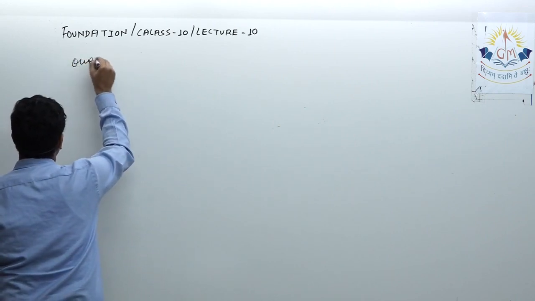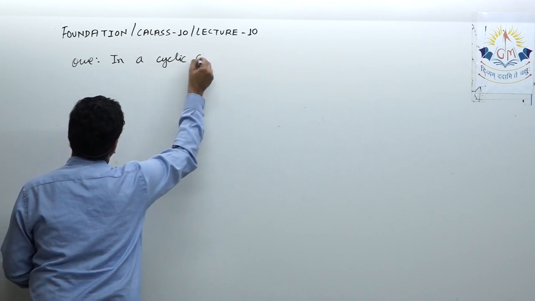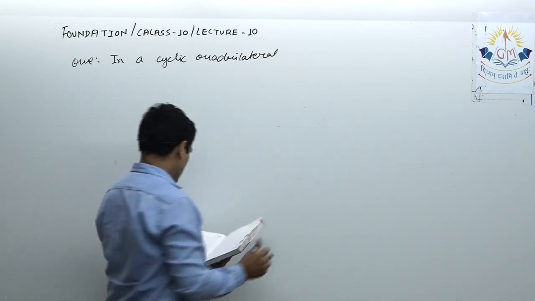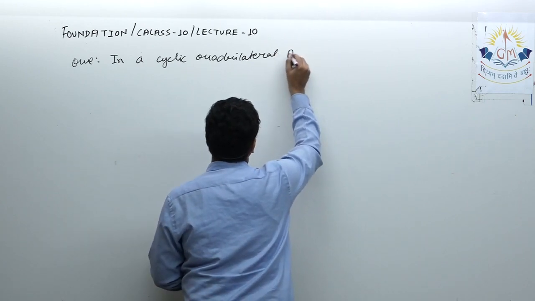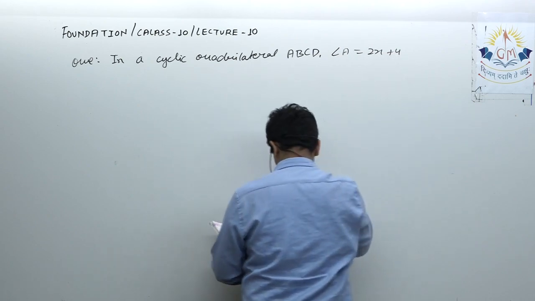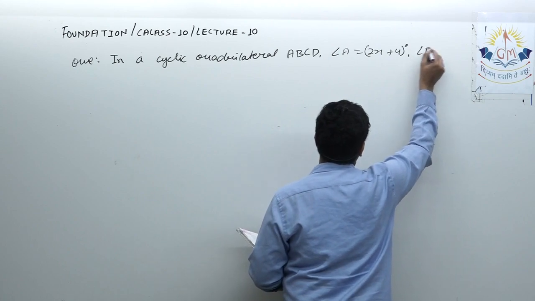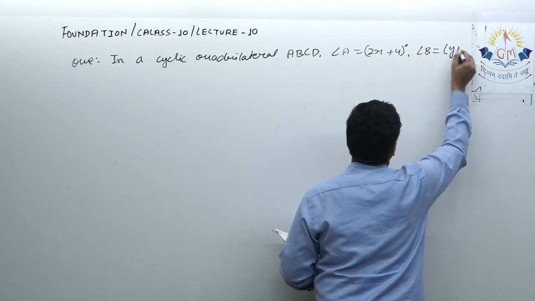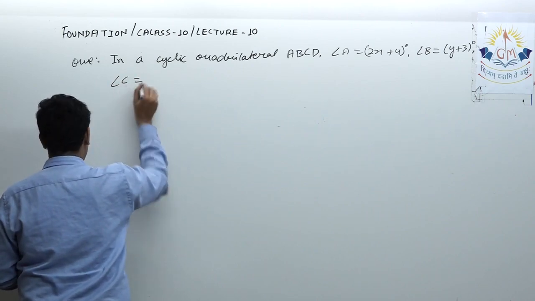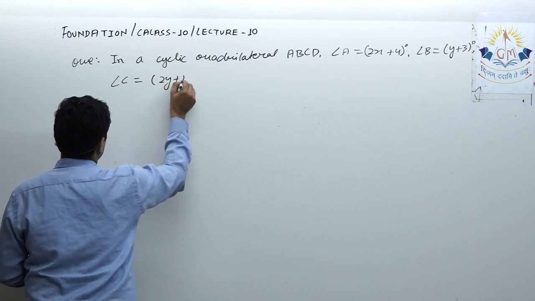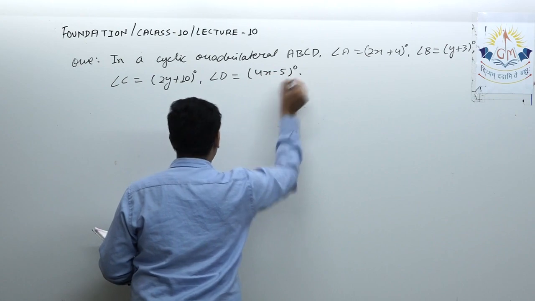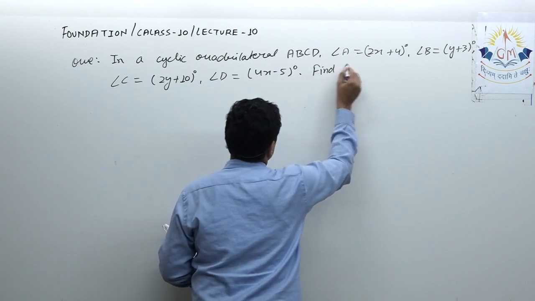In a cyclic quadrilateral ABCD, angle A is equal to 2x plus 4 degrees, angle B is equal to y plus 3 degrees, angle C is equal to 2y plus 10 degrees, and angle D is equal to 4x minus 5 degrees. Find the four angles.